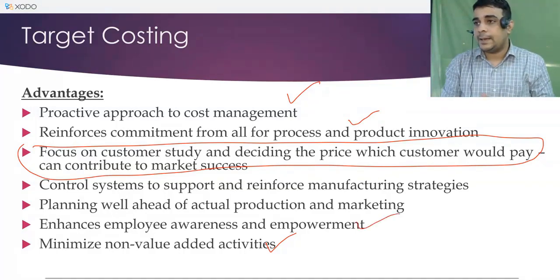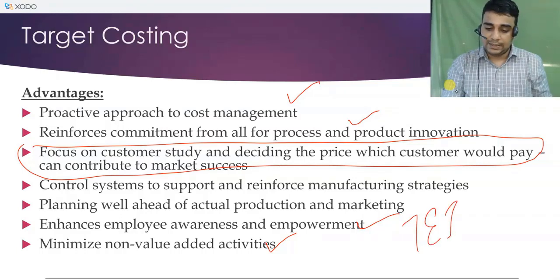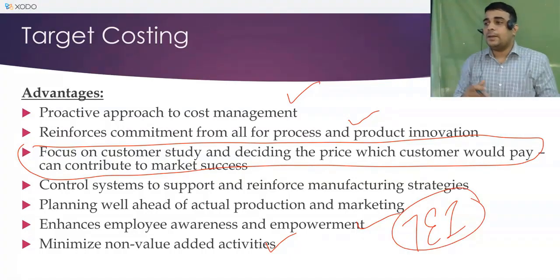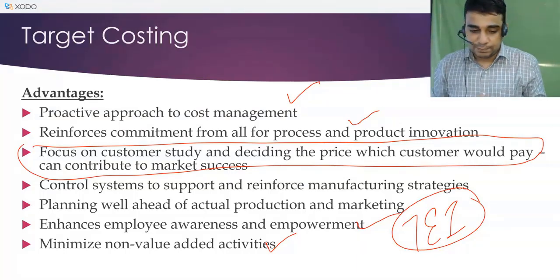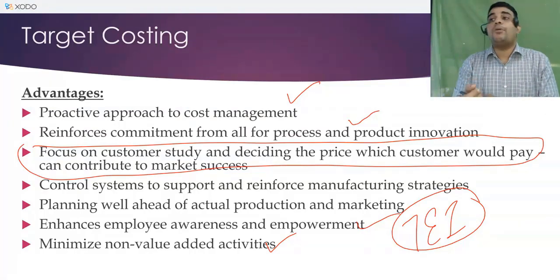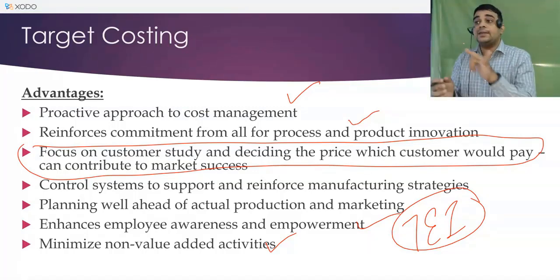Enhances employee awareness and empowerment. That is, you want something called TEI, total employee involvement. So when you involve him, you also empower him by giving him certain duties as well as certain authorities. All this will net lead to a product which is of the required quality from a customer side at the required selling price.